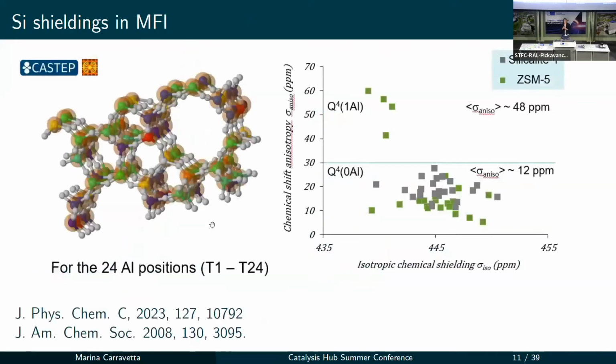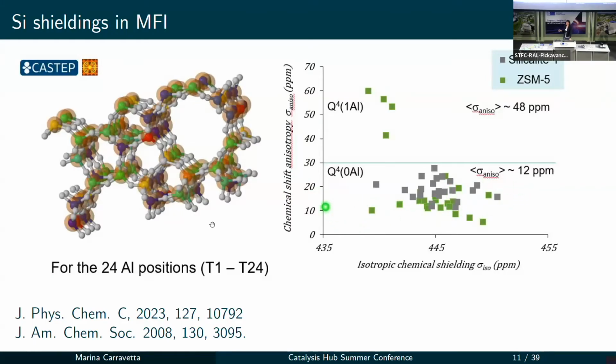Now, we decided to do further studies on this material, and we adopted a computational approach for this type of studies. So we used CASTEP again. And what we did is that we tried to compute the structure, placing aluminum in various places because we were not sure exactly where the aluminum substitution was taking place. And instead of doing the usual thing, which is just to look at the isotropic chemical shift, we decided to also have a look at what is the chemical shift anisotropy, which, as I said, is the anisotropic part of the chemical shift.